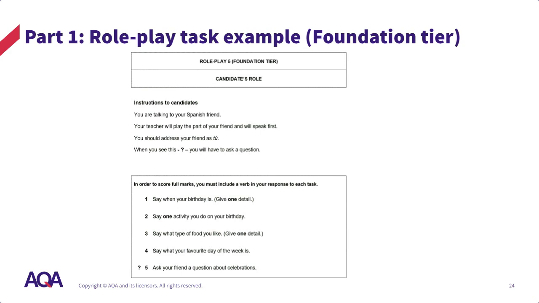Our mark scheme also makes it clear that once a student has fulfilled a task, any other information they might provide is ignored. So for marking purposes, for the second task here, if a student replied, "I go swimming with my friends," the first part of the response, "I go swimming," fulfills the task for 2 marks. Just swimming with no verb would score 1 mark.